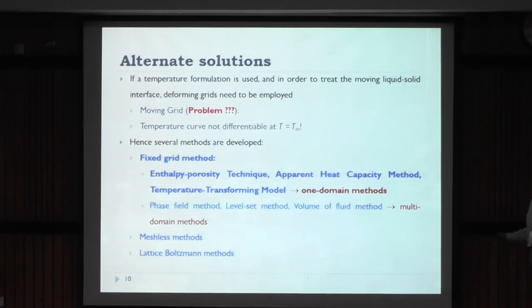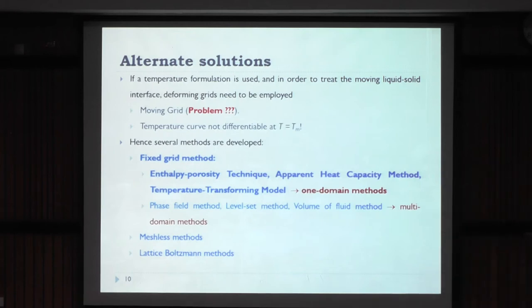So now, what are the alternate numerical schemes? There are two types of schemes actually. Broadly it is categorized as moving grid method as well as fixed grid method. Moving grid, what Stefan actually did, is you have to move the grid along with this interface to track the interface, and one of the biggest problems in that method is that the temperature is discontinuous at that interface. The left hand side will be the solid temperature, and the right hand side will be the liquid temperature. So there will be a big discontinuity.